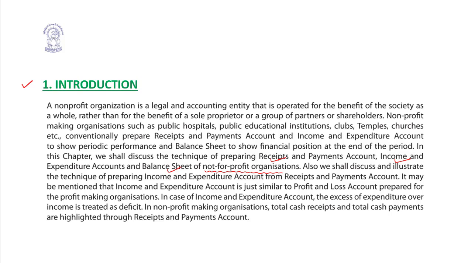It may be mentioned that the income and expenditure account is just similar to profit and loss account prepared for the profit making organizations. In case of income and expenditure account, the excess of expenditure over income is treated as deficit. In non-profit making organizations, such cash receipts and total cash payments are highlighted through receipts and payments account. I believe you understood.